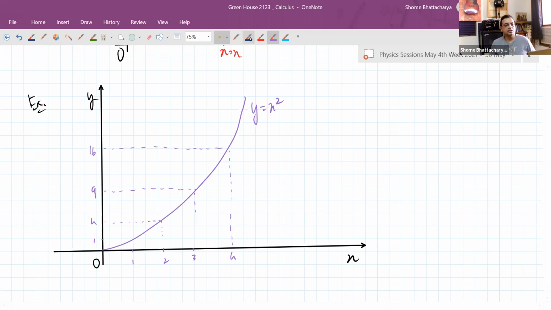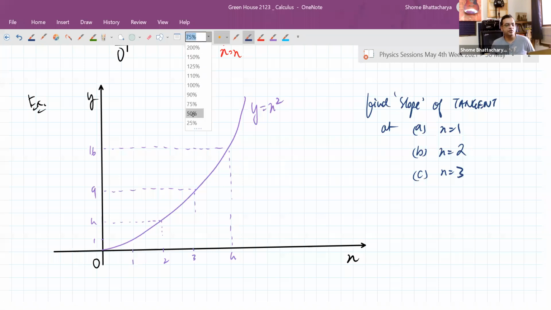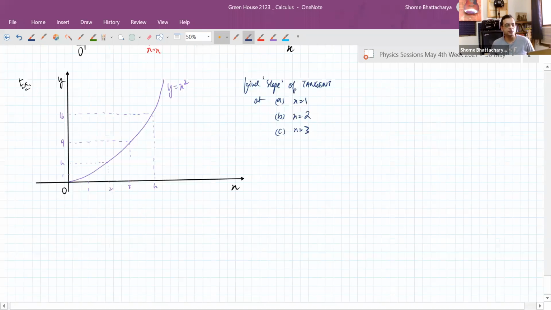Now, if I ask you to find the slope of the tangent at x equal to 1, x equal to 2, and x equal to 3. So this becomes like a further application of differentiation. What do we mean by slope of tangent? So slope of tangent is equal to the instantaneous rate of change.